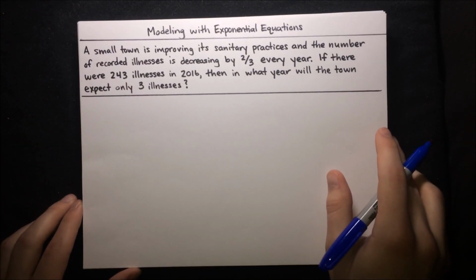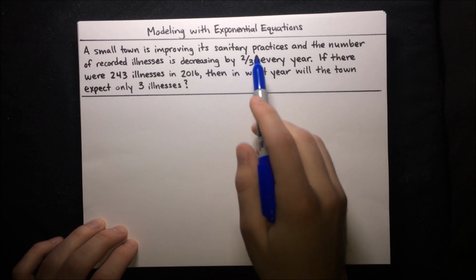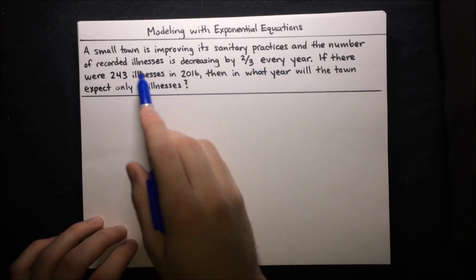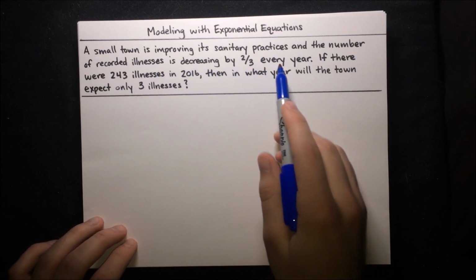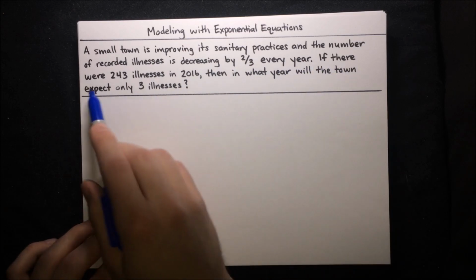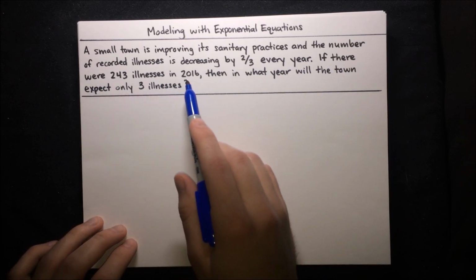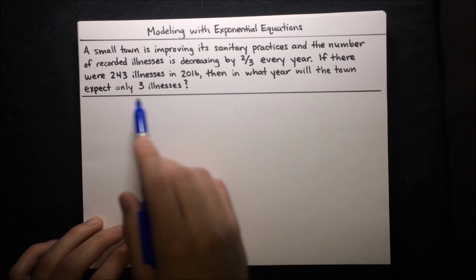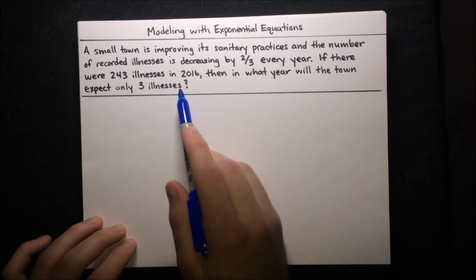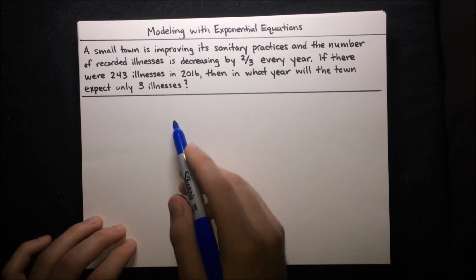Here's a final example. A small town is improving its sanitary practices and the number of recorded illnesses is decreasing by 2/3 every year. If there were 243 illnesses in 2016, then in what year will the town expect only 3 illnesses? Let's draw this out again like we have with the previous problems.